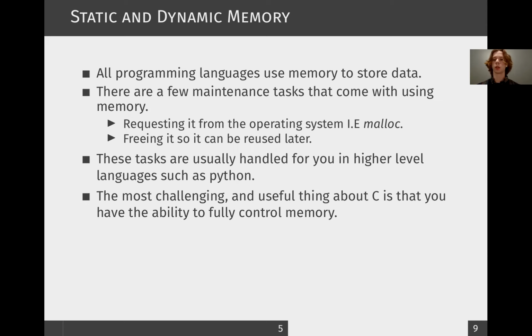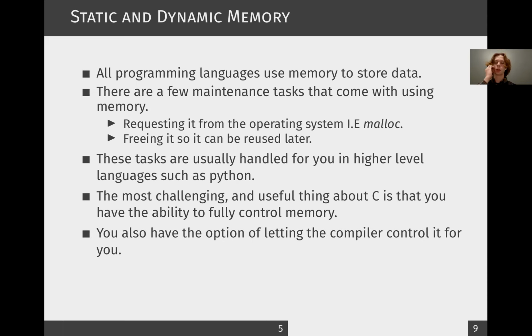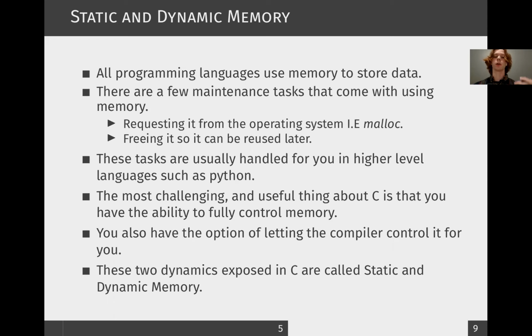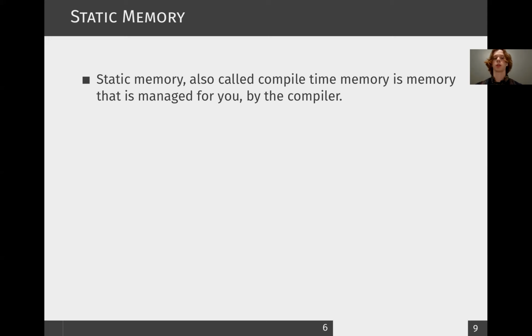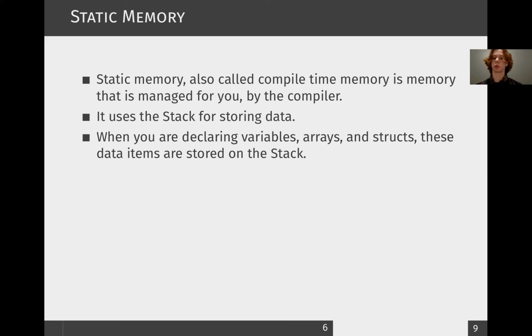The most challenging and useful thing about C is that you have the ability to fully control memory. You also have the option of letting the compiler control it for you. This is what static memory is. But this is a bit more limited in functionality than dynamic memory, which is you controlling it yourself. So let's talk about static memory first. Static memory is also called compile time memory. It's memory that is managed for you by the compiler. It uses the stack for storing data. When you're declaring variables, arrays, and structs, these data items are stored on the stack.